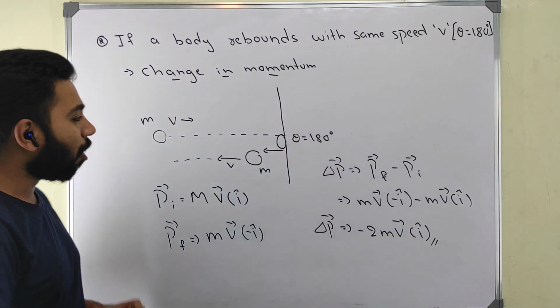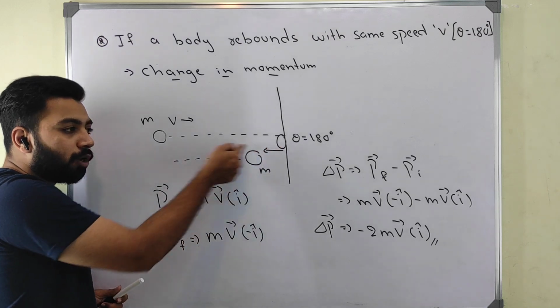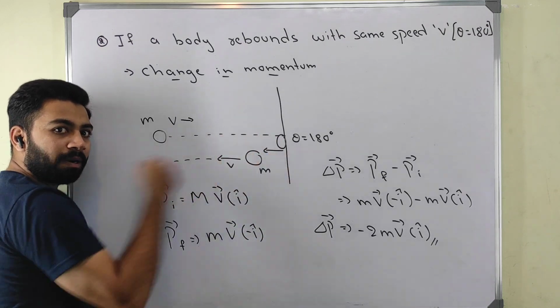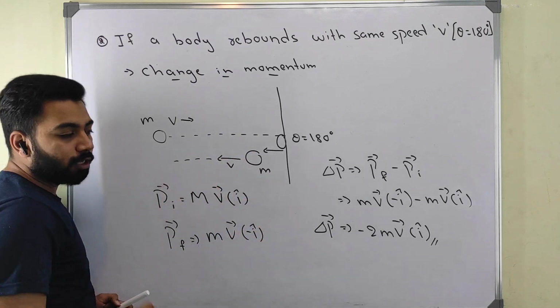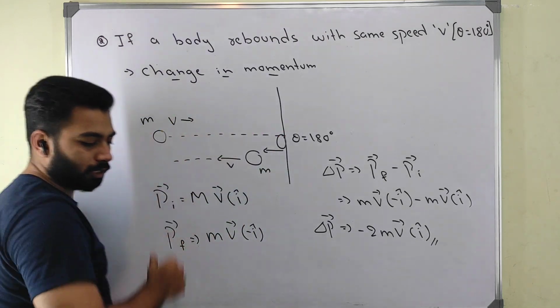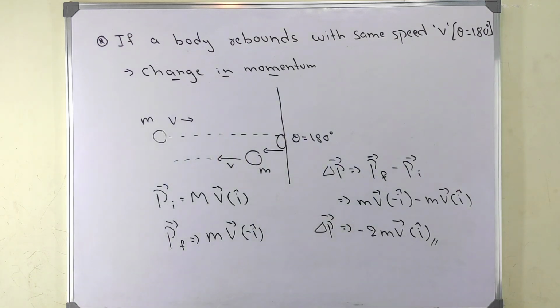And remember one thing, all this change in momentum is coming normal to the wall. This change in momentum is normal, perpendicular to the wall. So it is my change in momentum when the ball hits and rebounds. Okay, take down this also first.